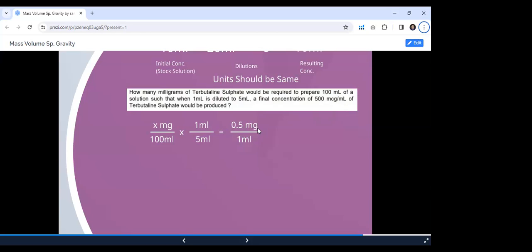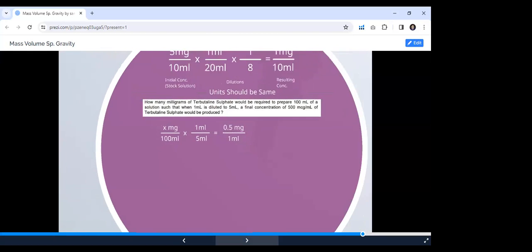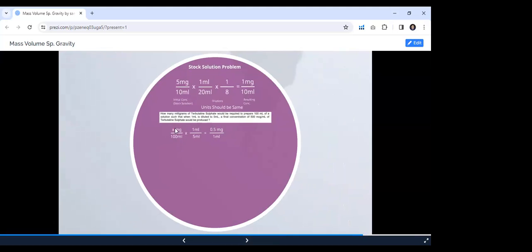Even if they give you multiple dilutions, after this dilution of 1 into 5, they say, okay, do another 1 into 10. You just multiply it here and add 1 into 10. The number of dilutions is flexible here. So if we solve this question, the x is at the left side of the stock solution. So the answer is 250 mg. Just be sure of the units. The formula is very simple.